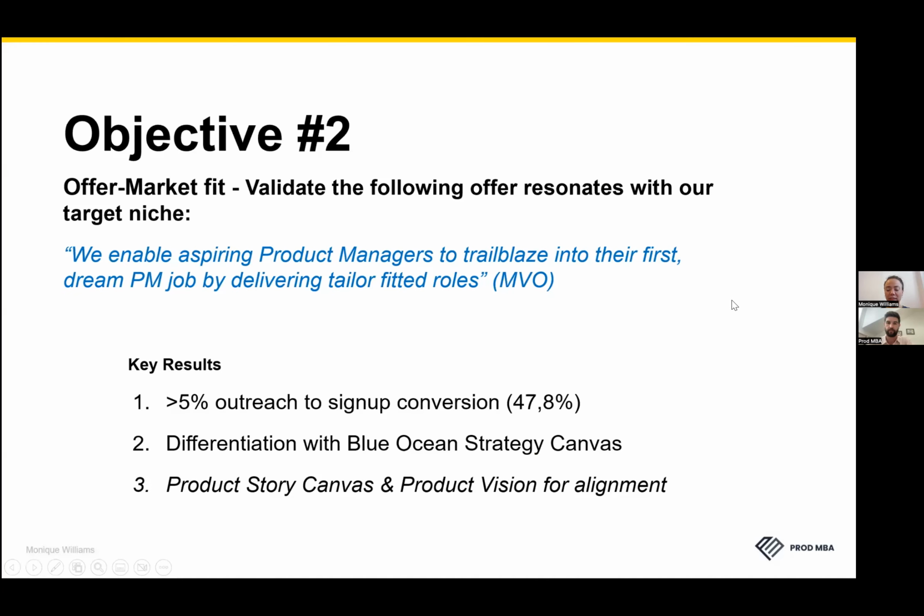So the MVO that I created reads, we enable aspiring product managers to trailblaze into their first dream PM job by delivering tailor-fitted roles, right? So we're using powerful language, trailblaze. They want to pave that path like a pioneer, figuring your way through that process and getting to that dream job of yours. And the hypothesis here was that I could validate that this delivers value to our target niche.